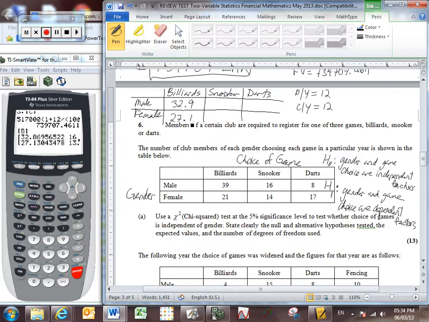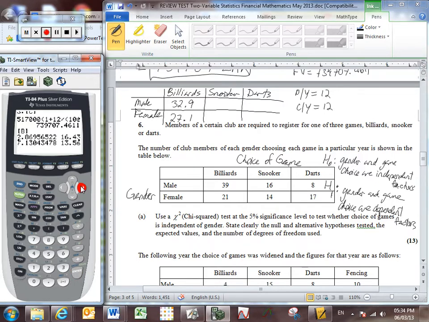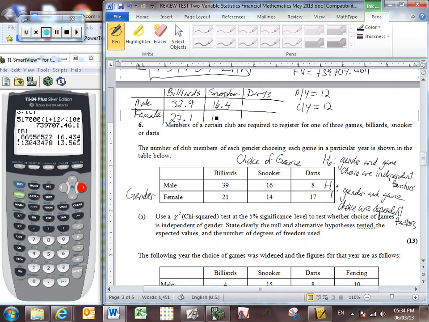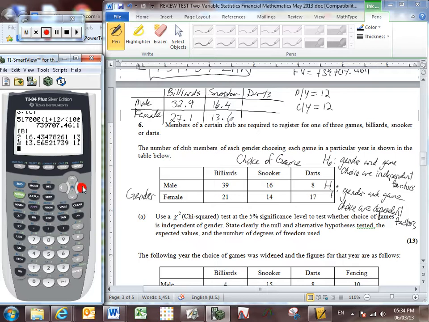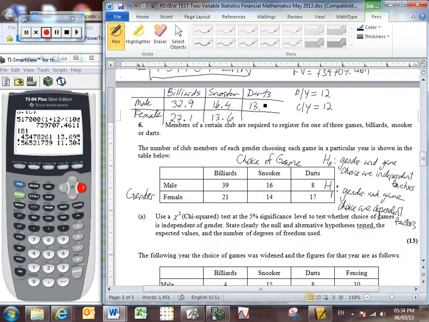27.1. And then I've got 16.4 and 13.6. And then for the darts, we expected to see 13.7 and 11.3. Now, just by comparing what we observed to what we actually would have expected, I can see there is some fairly significant departure. The ratio of snooker players seems to be almost spot on from what you would expect in a perfectly random situation.